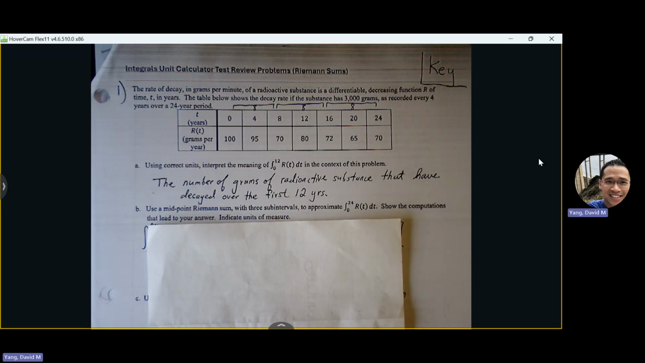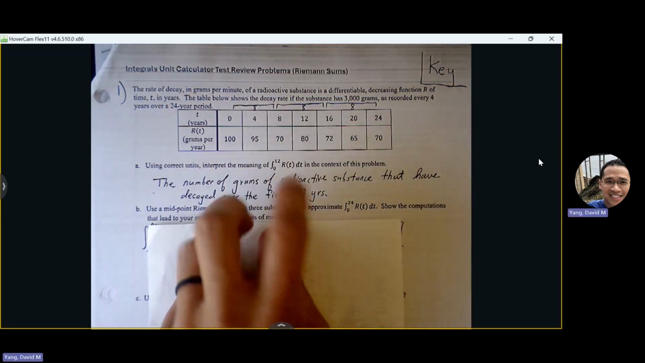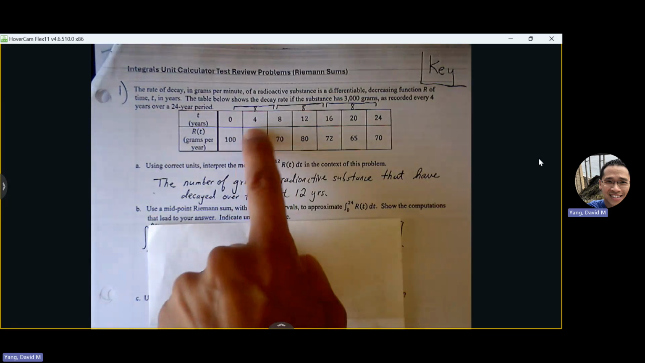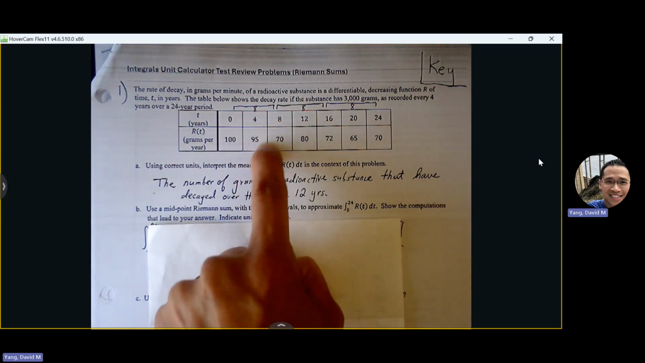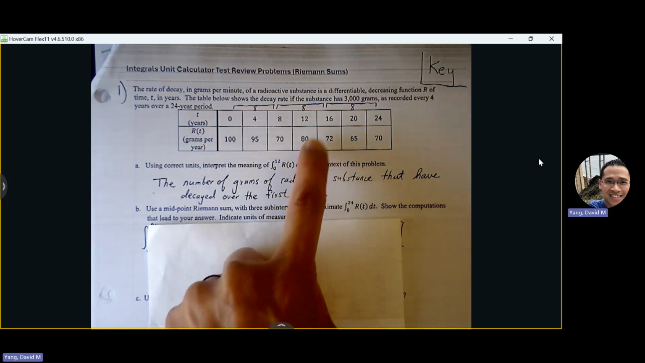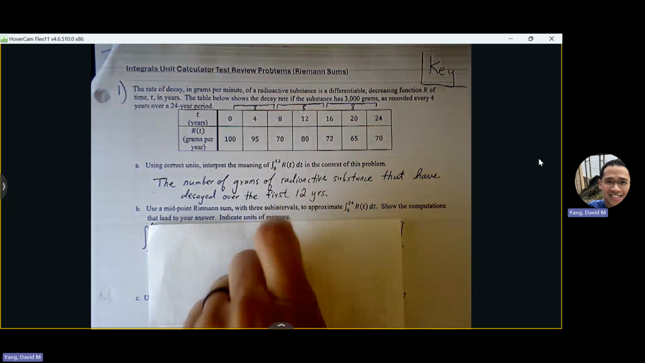Subtract your t-values to get your width. It just so happens that the width here is all the same, but it doesn't have to be. We have to be comfortable with the idea that all these subintervals may be different. But we're just going through and finding area, right? So 8 times 95, because we're asking for midpoint. And then the second rectangle is 8 times 80. Third rectangle is 8 times 65.